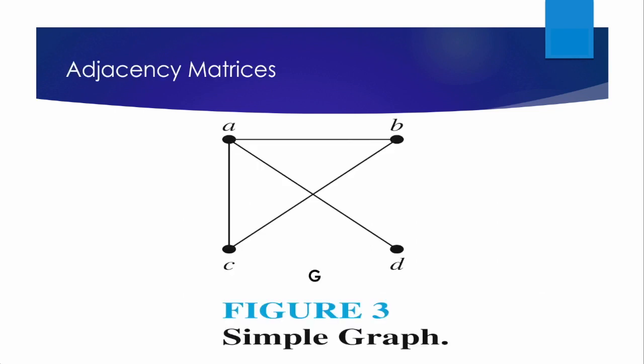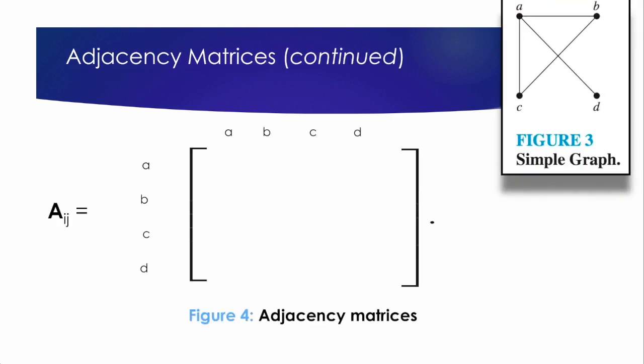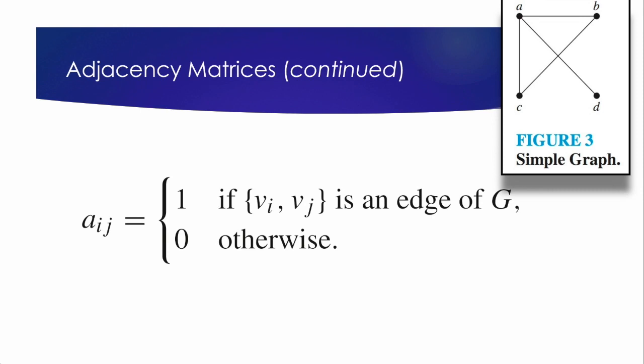We are going to represent graphs using adjacency matrices. Let us take a look at a graph G in figure 3. In an adjacency matrix, we think of the rows as well as the columns of the matrix as labeled by the vertices. So we have A, B, C, and D vertices as rows, and we have A, B, C, and D as columns, as you can see in figure 4. Let us call our adjacency matrix A.